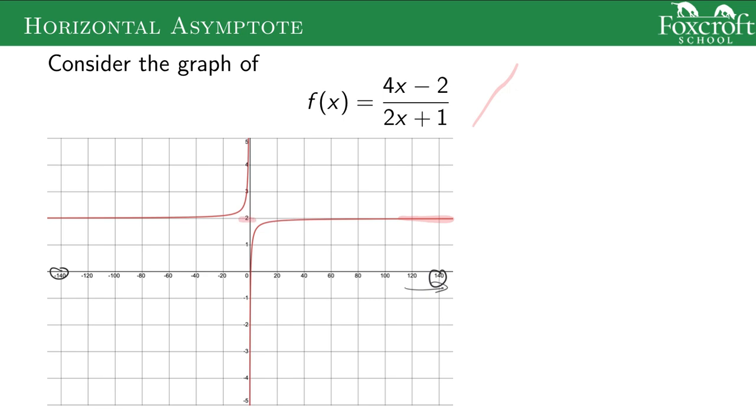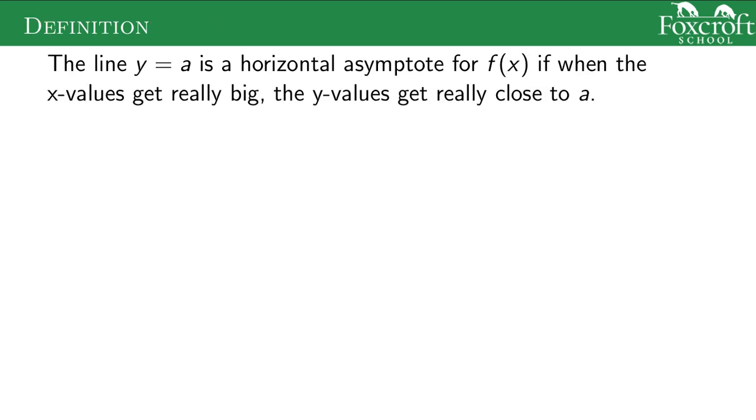So this is going to be a horizontal asymptote. As my x values keep going this way, my y values are basically leveling off at 2. The way to say that is this line y equals a, which in that last case was 2, is a horizontal asymptote for my function if, when my x values get really big, my y values get close to that value a. If I plugged in a billion, my answer would just be 2.